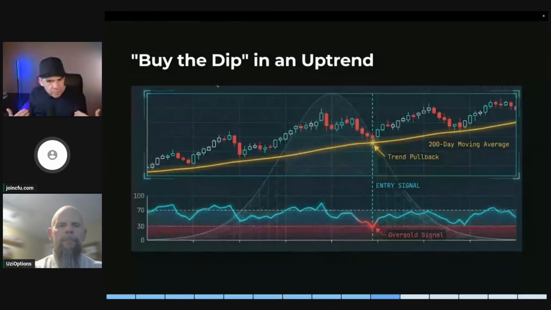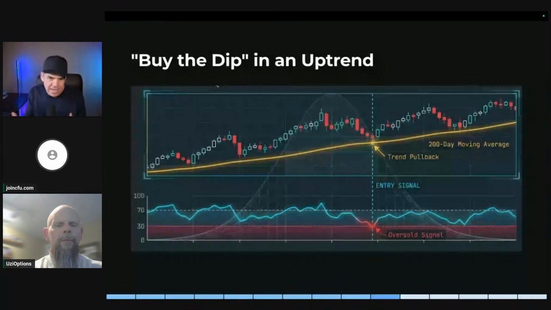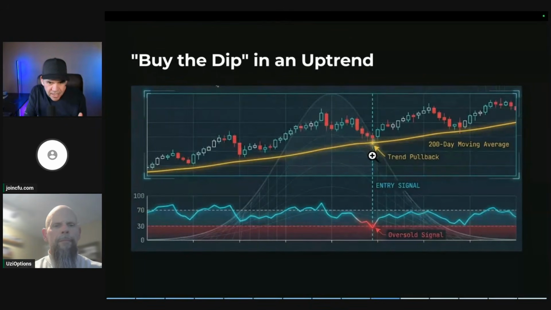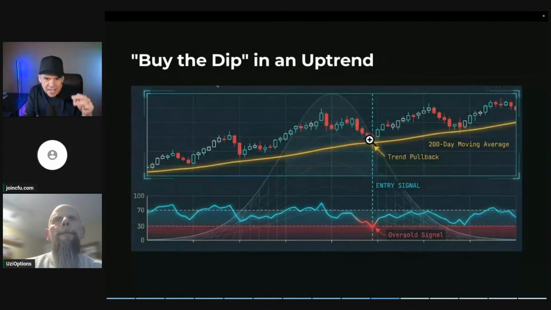If they ever pull back and say they touch the 50-day or the 20-day moving average, or even the 200-day moving average, that's a fantastic opportunity to quote unquote buy the dip, enter into a put credit spread. You can enter down here, like this is the entry signal. You might be able to sell this one down here and still get fantastic premium, because as it's coming down like this, it's going to spike.